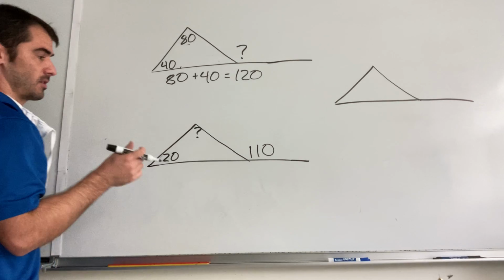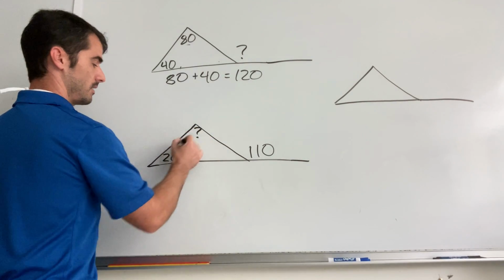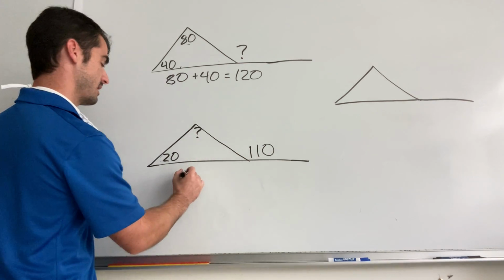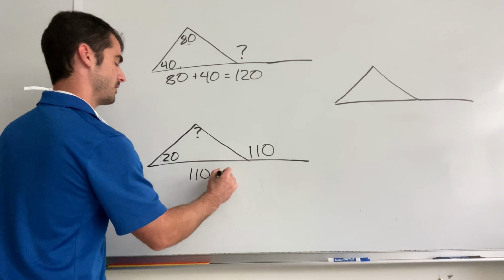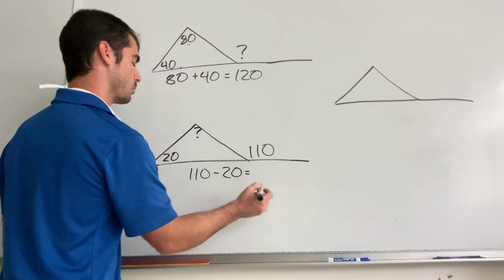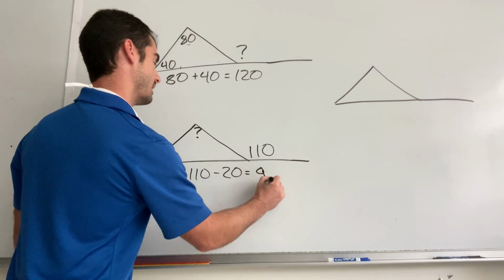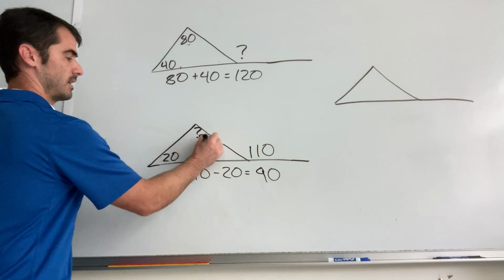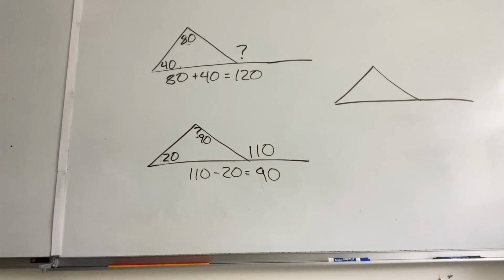Now you can do 2 things here. You could either go, all right, these 2 added together equals 110. So if you're missing 1 piece of information, that's just basic subtraction. 110 minus 20 equals 90, okay? So even though there wasn't a 90 degree symbol there, it ended up being 90, all right?